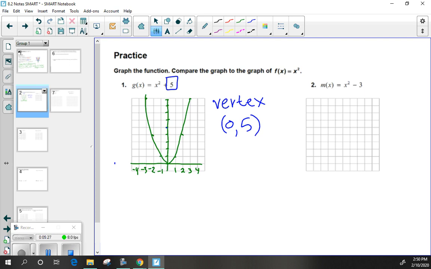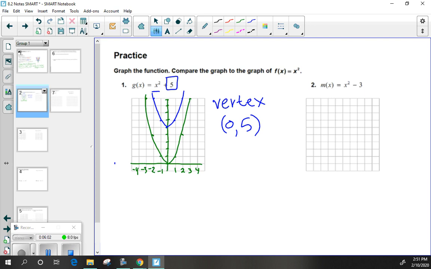And then we basically have the same thing. Okay, so it would be right there, there. And you can plug that into your table to get those exact points. So it looks like it's getting skinnier, but that's just because my graph is not finished. The opening is actually exactly the same. All we've done is shift that up 5 units.